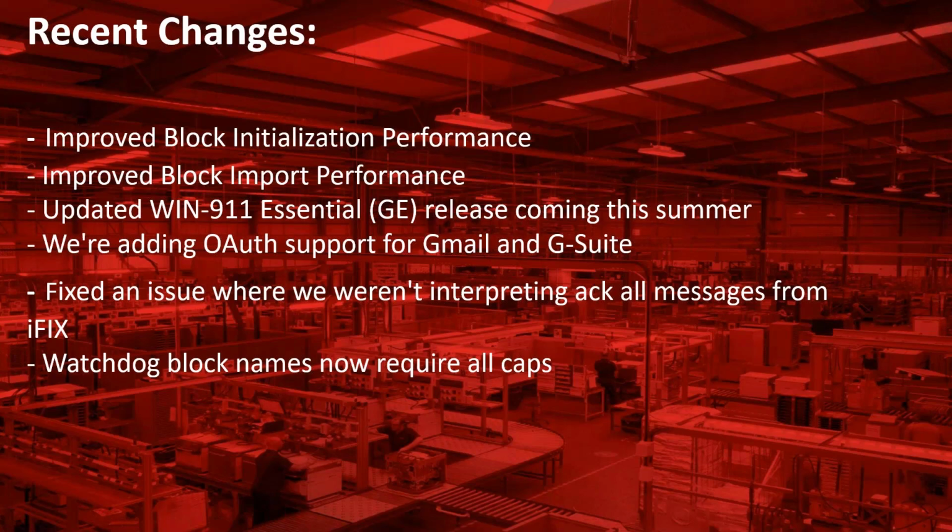We've updated the WIN-911 Essentials, which is that GE Essentials license. If you're familiar with that, they have their own license. And we updated that release coming this summer. That is also going to support the new Sierra Wireless modems. We're adding OAuth support because that's coming. If you did not know, Gmail and Office 365 and some other web-based email providers are forcing OAuth. You're not going to be able to use the old school method of just username and password. So we got ready for that.